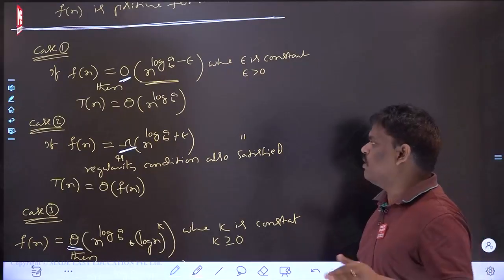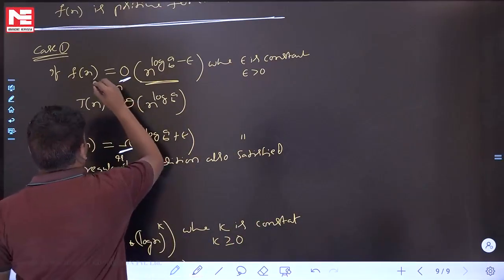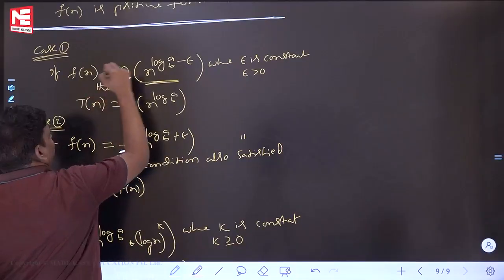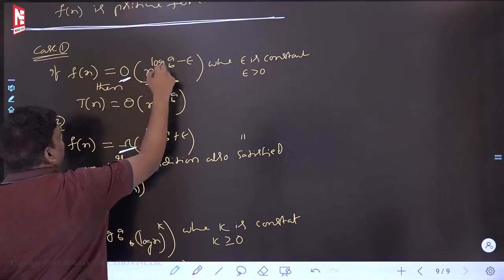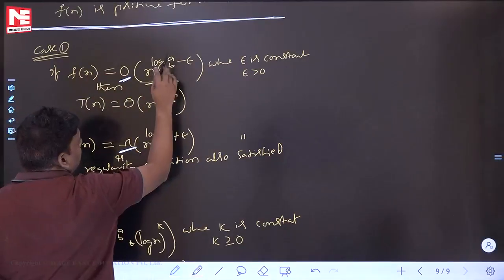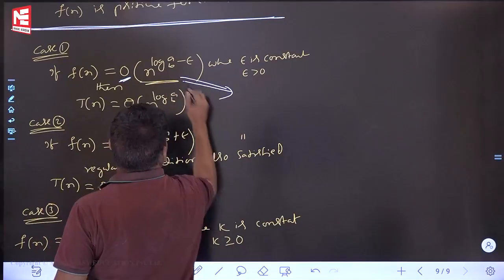Now listen, one more interesting answer. So can you help me now? In case 1, f of n and n power log a base b, who is bigger? N power log a base b is bigger, that's okay. See the interesting answer, this is bigger, it's okay.